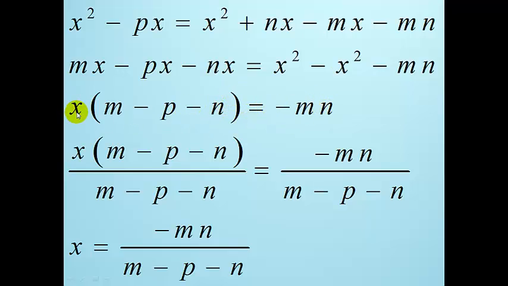Take note that we are solving for x, so we have to divide both sides by anything attached to the variable that we are making the subject. So we divide the left hand side by m minus p minus n, and we divide the right hand side also by m minus p minus n. Now m minus p minus n will cancel m minus p minus n since it's the same expression. And so on the left hand side we have x. This is equal to minus mn divided by m minus p minus n. Therefore we've made x the subject. x is the subject because it stands alone.